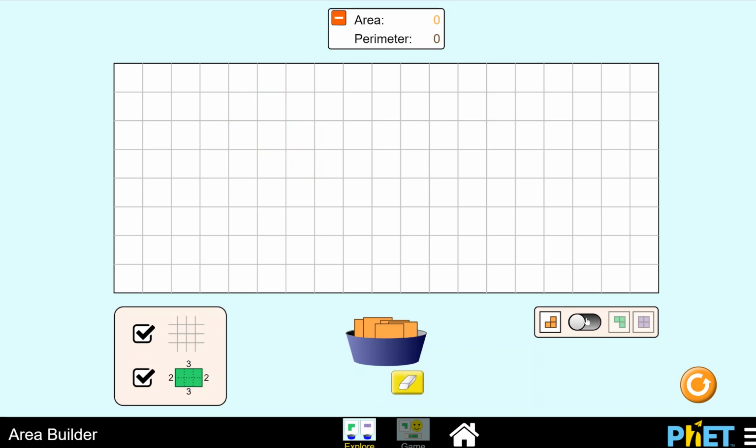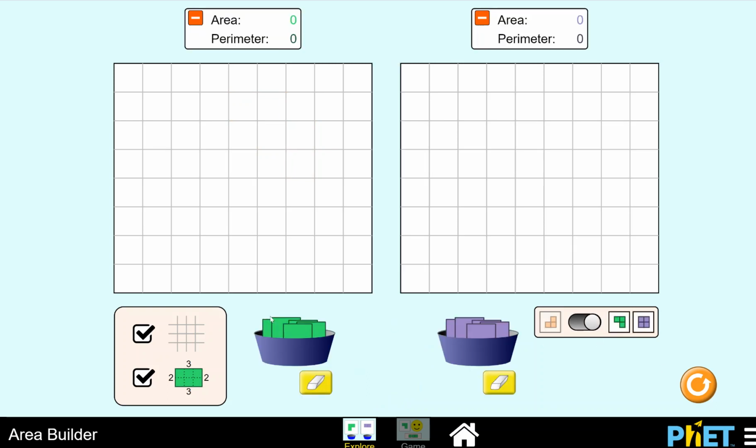The eraser is here. But what I like even more is that this allows you to show your child that, for example, when I put 4 squares like this, the area is 4. I have 4 squares. And the perimeter, as you can see, is 10. I have math problems: 4 plus 4 is 8, and 2 is 10. But notice that you can put the same 4 squares in a different configuration on the right. And although the area is going to be the same, the perimeter is going to be less. It's only 8 and not 10.